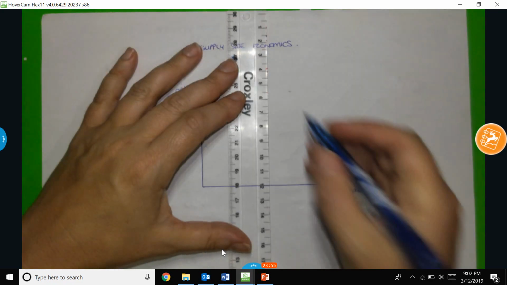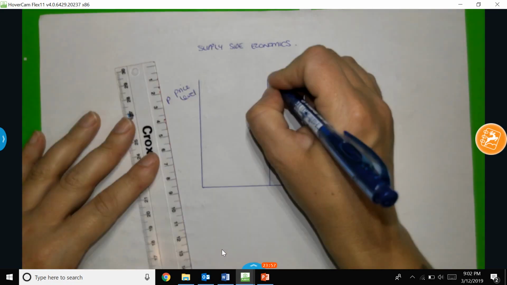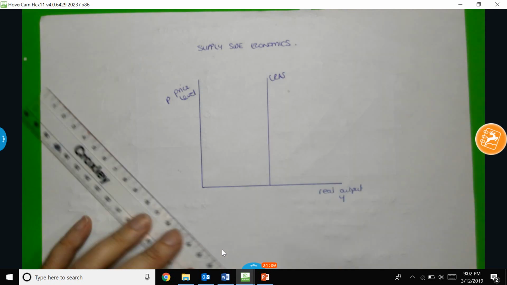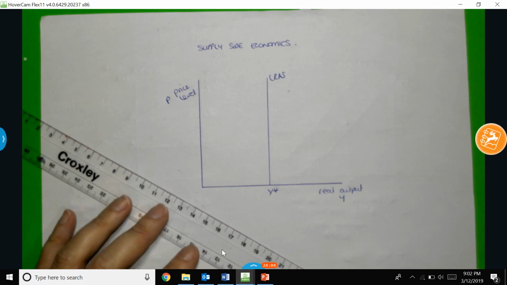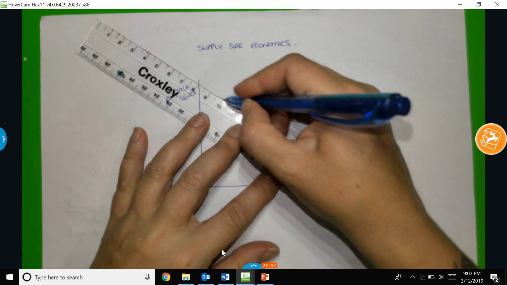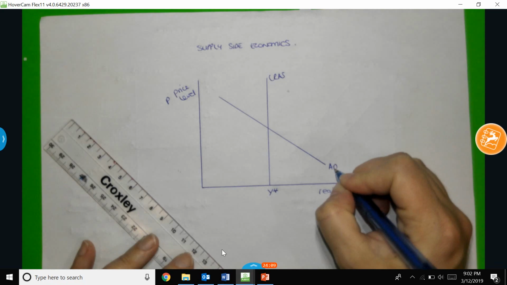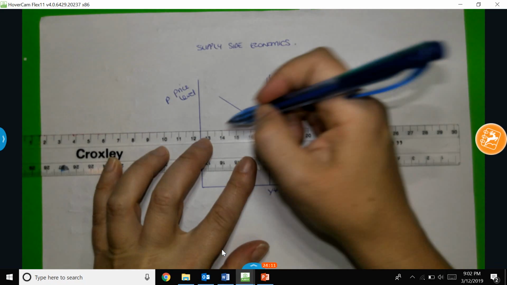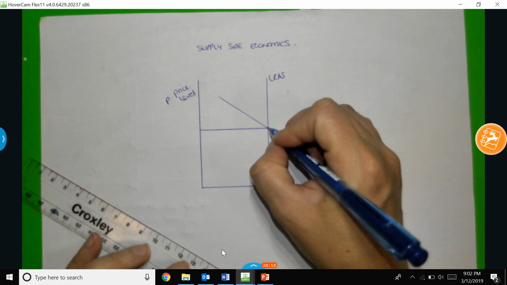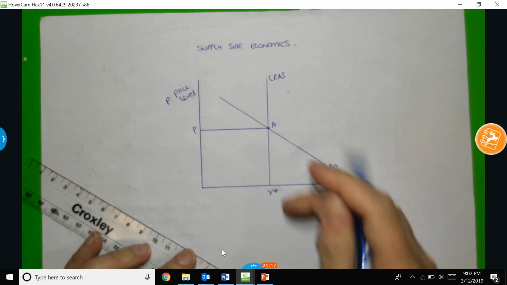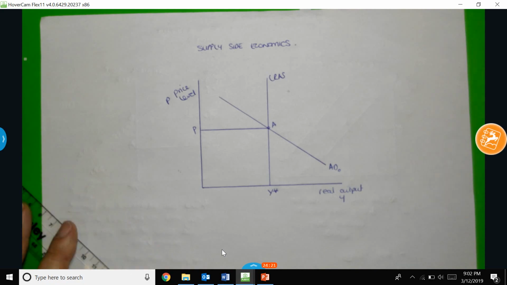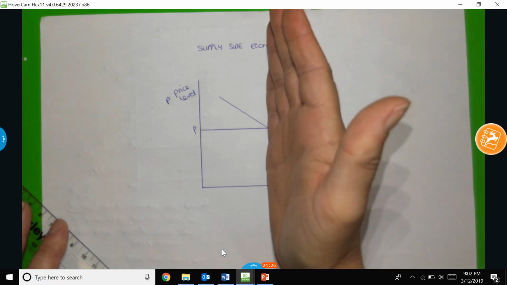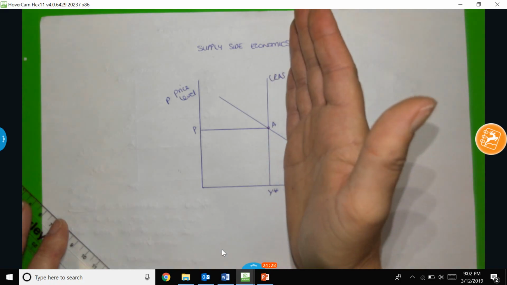I'm drawing in a long-run aggregate supply curve, and here I've got my potential output, and I'm drawing in an aggregate demand curve, AD0. And here, equilibrium in this economy would be represented by point A, prices would be P, and output would be Y star. Now, supply-side policies, with the exception of tax cuts, are policies which work to increase the long-run aggregate supply of goods and services.